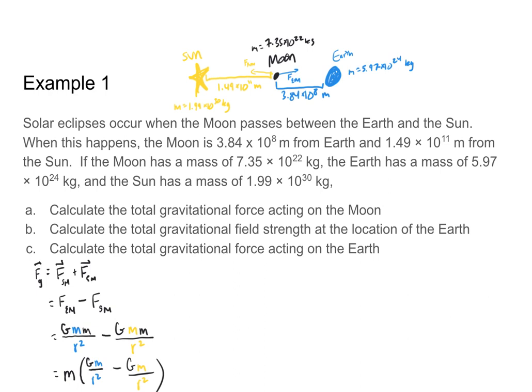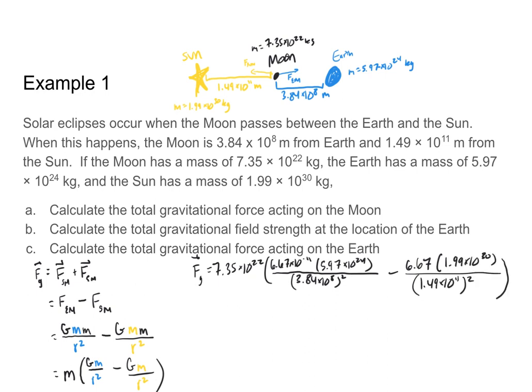So plugging those numbers in, I get that the force of gravity on the moon is equal to the mass of the moon, so 7.35 times 10 to the 22nd, times 6.67 times 10 to the negative 11th, times the mass of the Earth, which is 5.97 times 10 to the 24th, divided by the distance from the Earth to the moon, which is 3.84 times 10 to the 8th, and we're going to square that whole quantity. And from that, we'll subtract the gravitational field strength of the sun, plugging in numbers the same way.